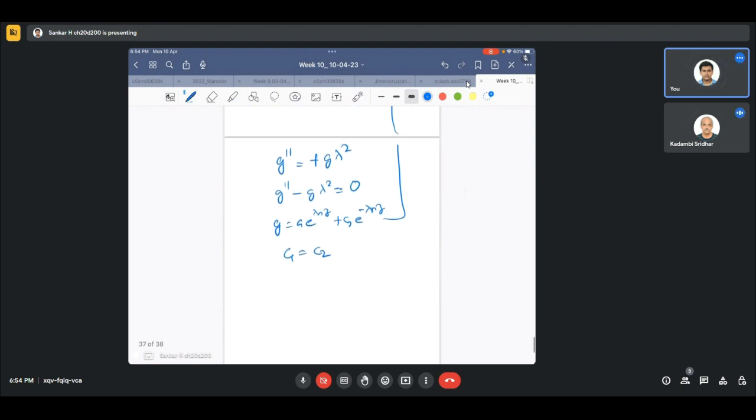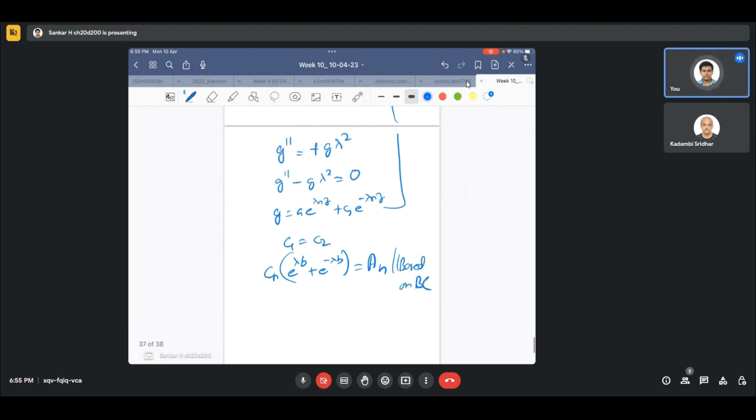And based on the boundary condition, I can define a Cn, let me call this Cn, as e raised to lambda b plus e raised to minus lambda b, which can be equated to En. This is again based on the boundary condition. I know I'm skipping a lot of steps in between, but it's pure mathematics and has little to do with whatever we are deriving.